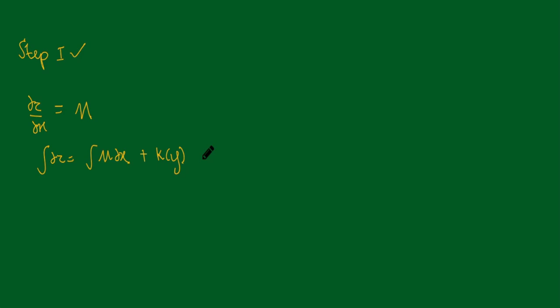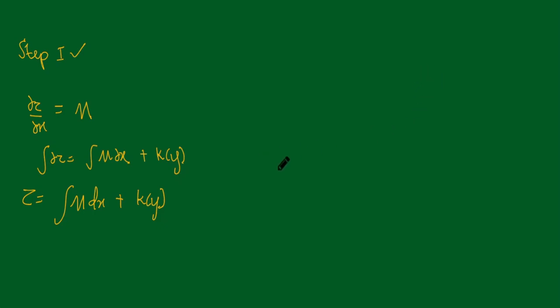Because on differentiating it back, we are going to be getting our z to be equal to the integral of m dx with respect to x plus a function k in y. This is trying to tell us that when we differentiate this, our result is still going to be m because y is assumed to be a constant. So that's where this came from.